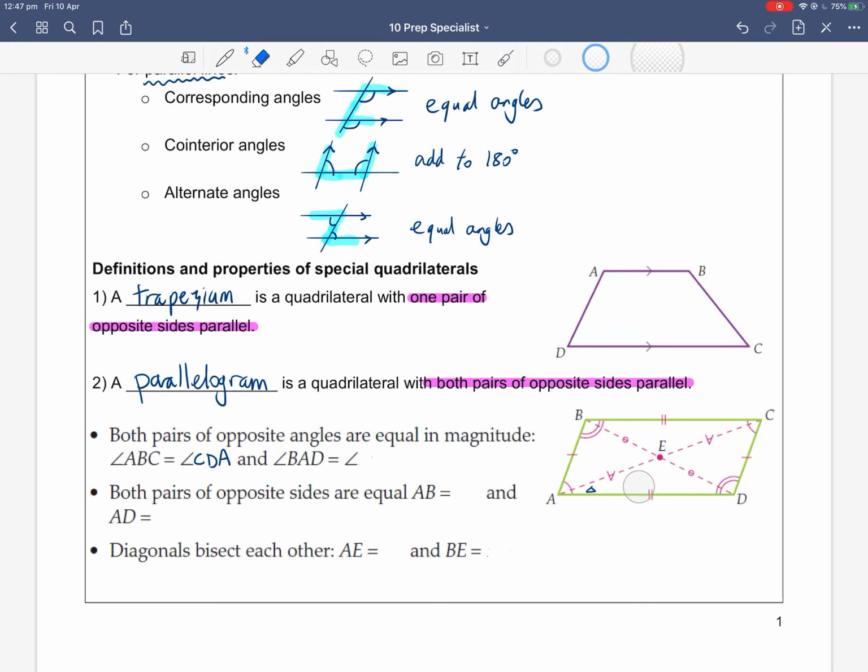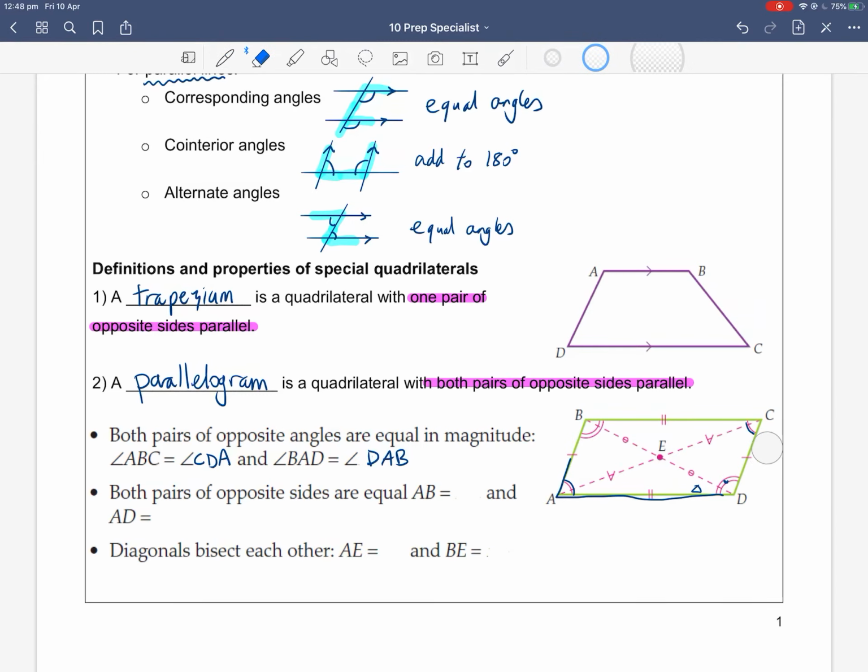And the same thing with the other pair of opposite angles, angle BAD is the same as the opposite angle in size. So A corresponds to C, this angle B corresponds to D, and then this angle D corresponds to B. So angle BAD corresponds to angle DCB in that order.